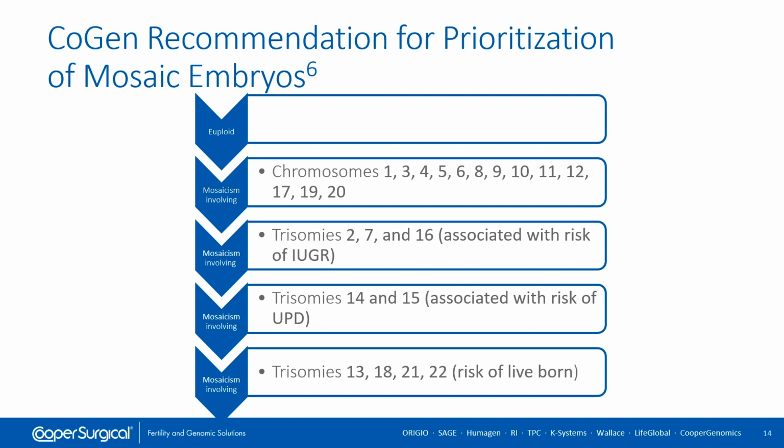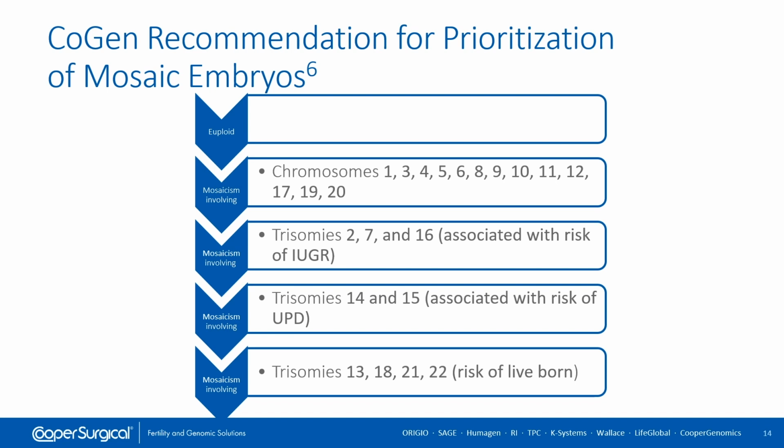After embryos that have mosaic results for these chromosomes, embryos that have mosaic findings involving trisomies 2, 7, or 16 might be considered. These trisomies are of lower priority because trisomies of these 3 chromosomes have been associated with an increased risk for intrauterine growth restriction. So there is a concern for potential pregnancy complications.